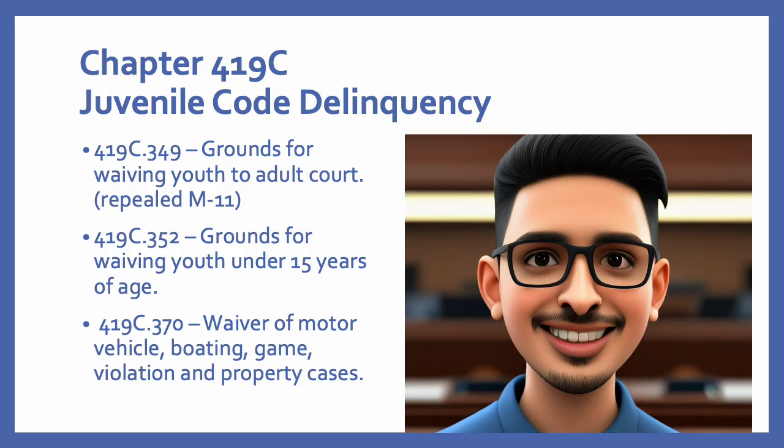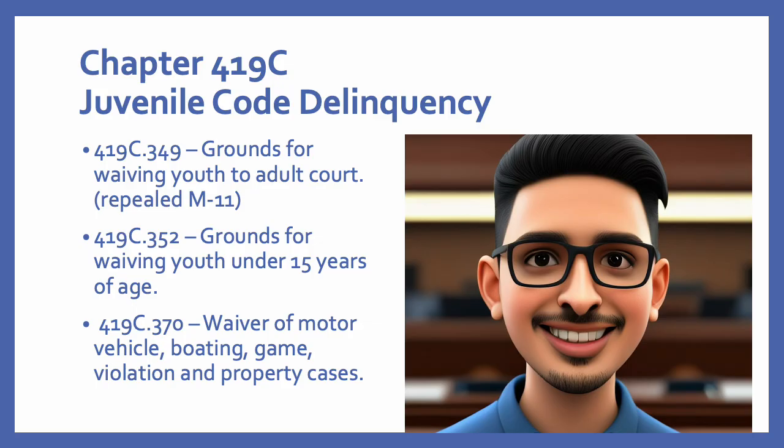Waiving youth to adult court under 419C.349 is now the only way that a youth can be waived to adult court for an A or B felony and only certain C felonies. 419C.352 Grounds for waiving youth under 15 years of age. A youth under the age of 15 can be waived to adult court if requirements in 419C.349 are met and the youth is alleged to have committed one of these following acts: murder or any aggravated form, rape in the first degree, sodomy in the first degree, or unlawful sexual penetration in the first degree.